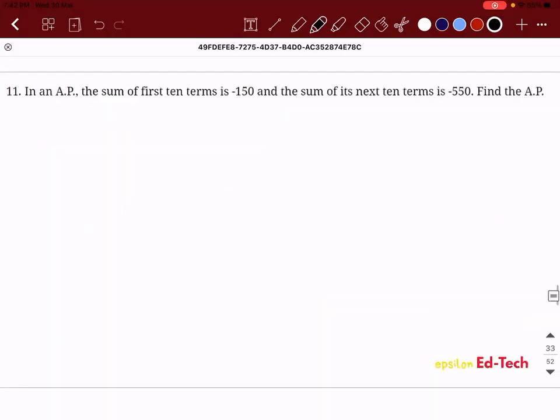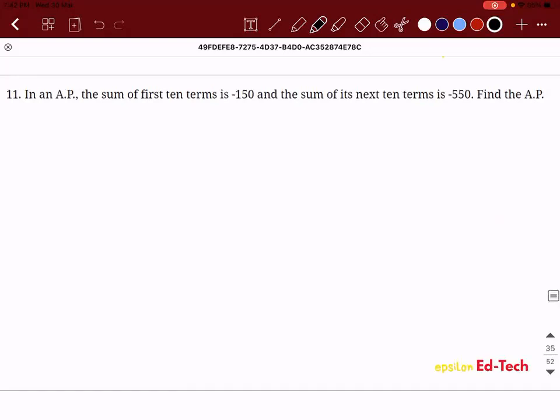In an AP, the sum of the first 10 terms is minus 150 and the sum of the next 10 terms is minus 550. Find the AP. How to solve? How many of you have solved? Logic, please. Let the first term be a. The sum of the first 10 terms is minus 150. The sum of the next 10 terms is minus 550, so the sum of the first 20 terms will be minus 150 plus minus 550.